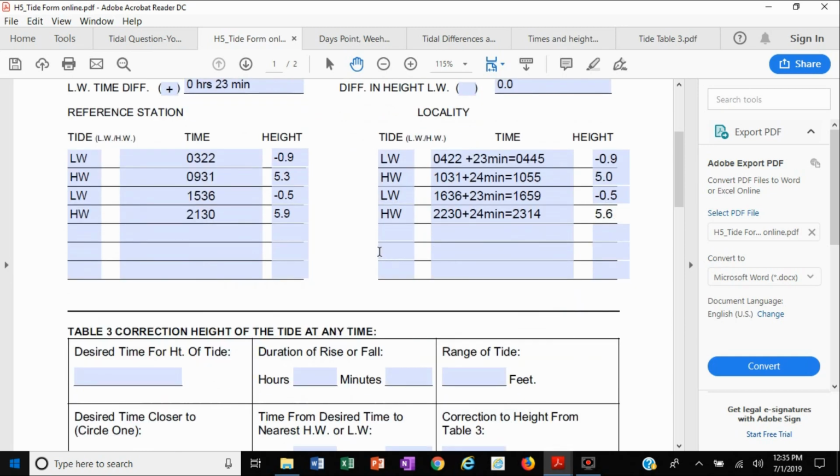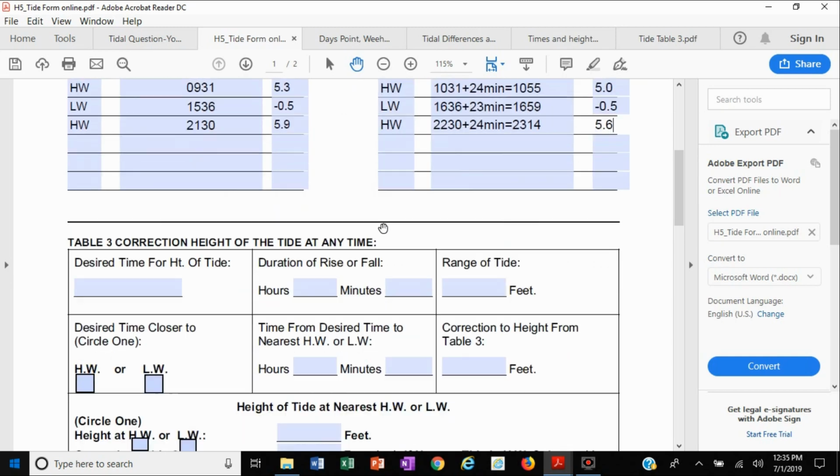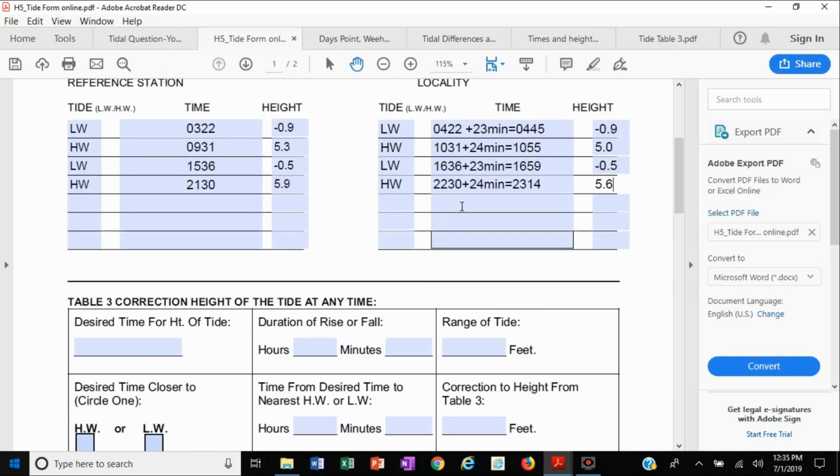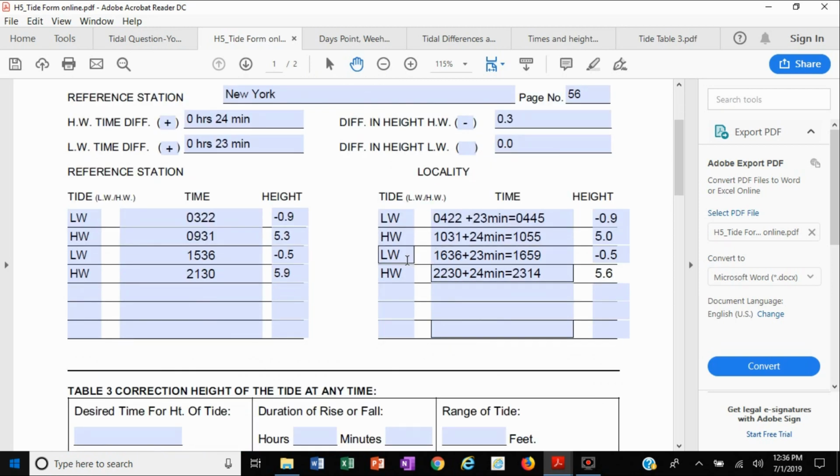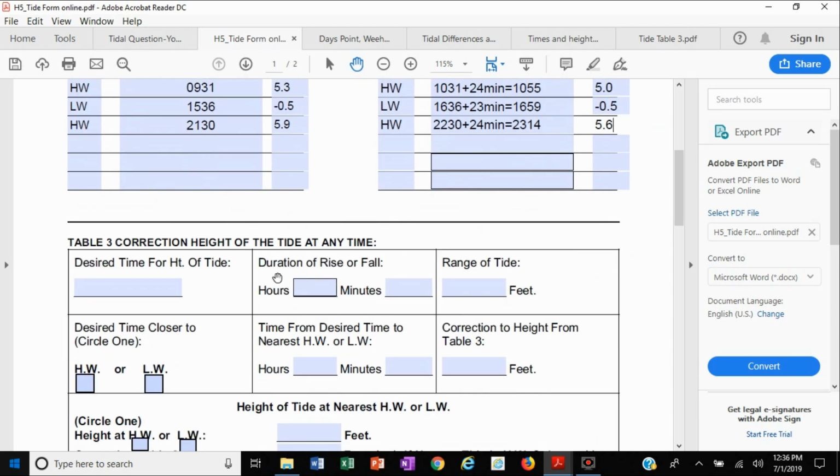Okay, so now we're going to deal with table 3. So if you look up here, 1800 is our desired time. 1800 falls between this low water and this high water. Okay, so it's between 16:59 and 23:14. Okay, please remember that. So our desired time is 1800.